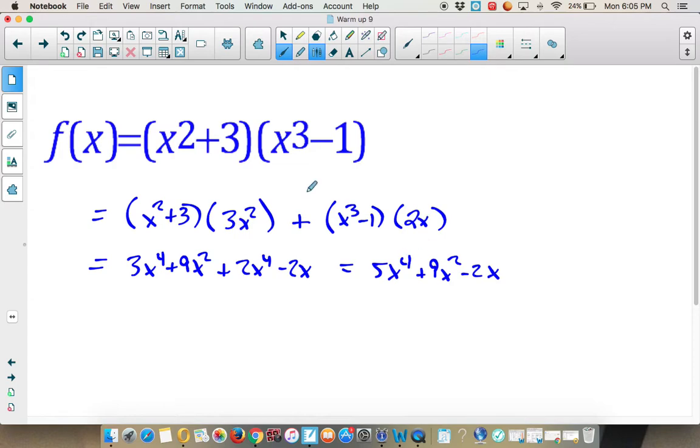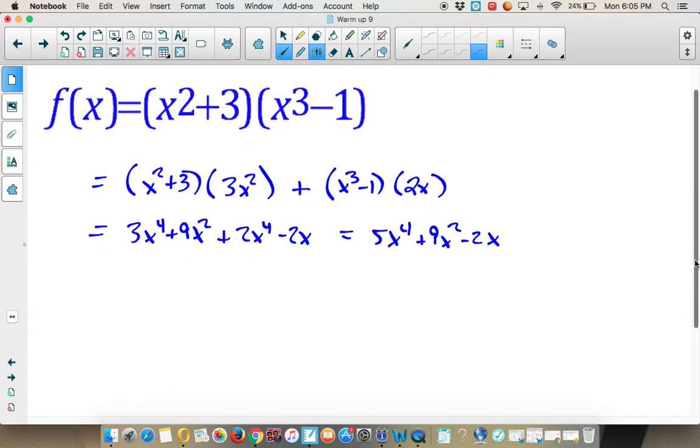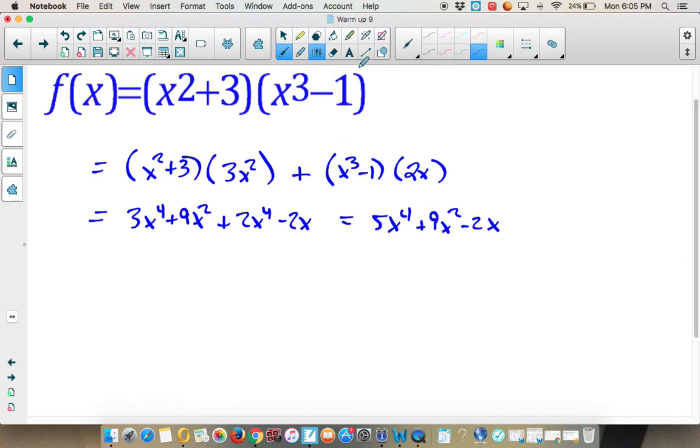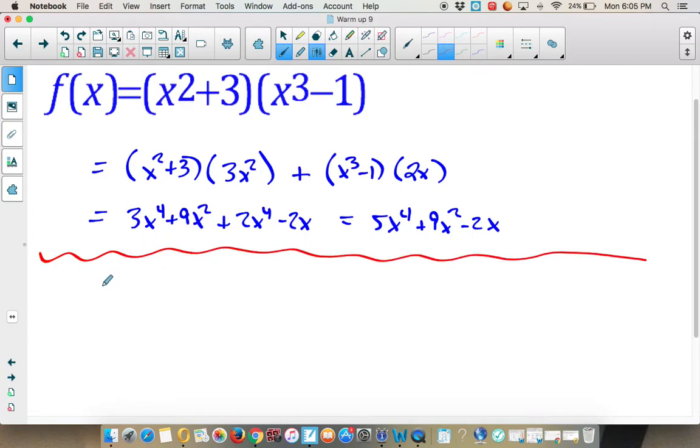Before I knew the product rule, I didn't know any other way to do this, but there is another way to, I did know another way to do this. So I'm going to show you another way to do this, and that's going to be by going ahead and multiplying the original function out. So I'm going to FOIL it out. So that would have been x to the fifth plus 3x cubed minus x squared minus 3.